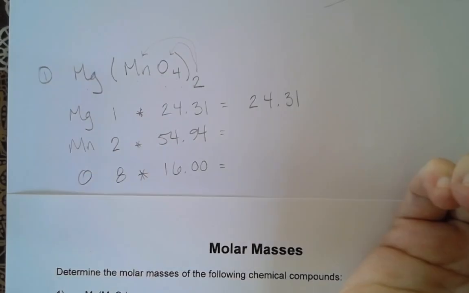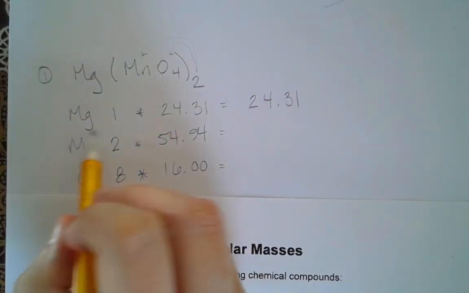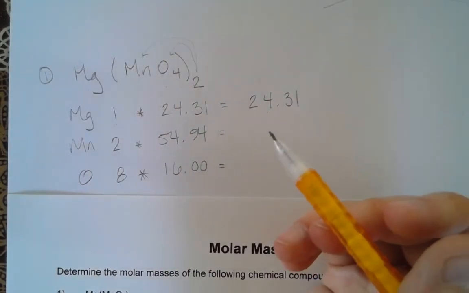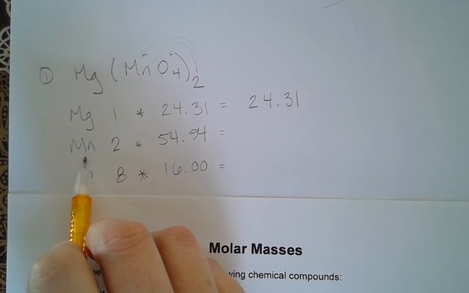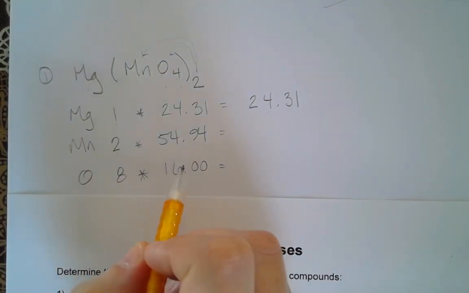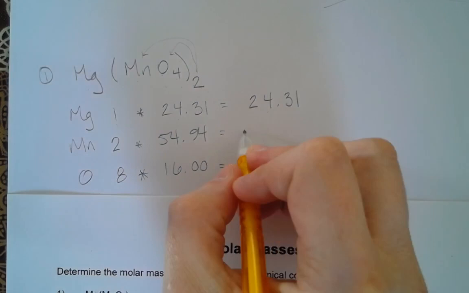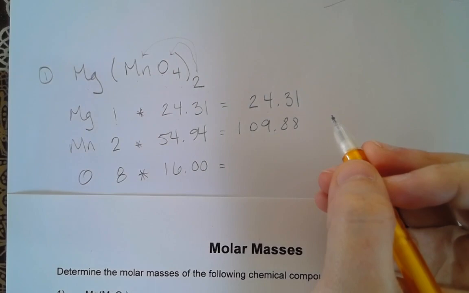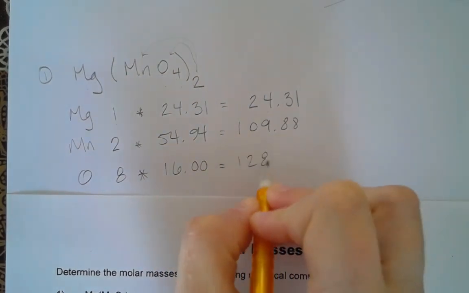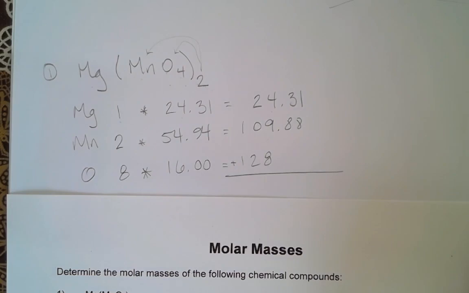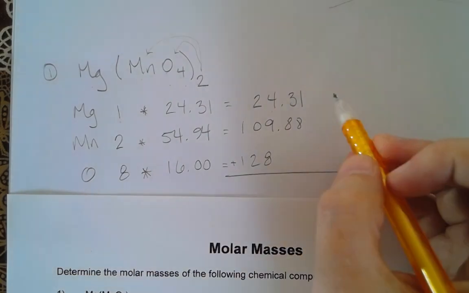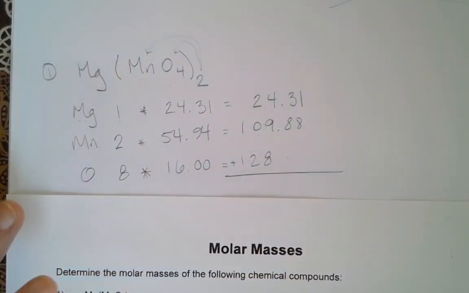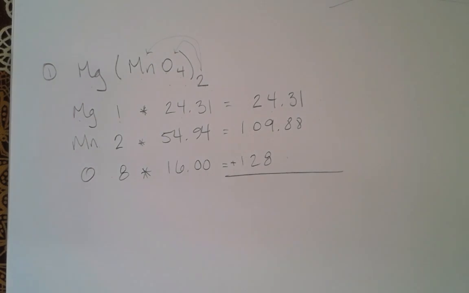Just doing some multiplying here. We've got 1 mole of magnesium. That number will stay itself. We got 2 moles of manganese, so 2 times 54.94 is that. And 8 moles of oxygen. There you go. That's the mass from the magnesium, that's the mass from the manganese, that's the mass from the oxygen. Add them all together.